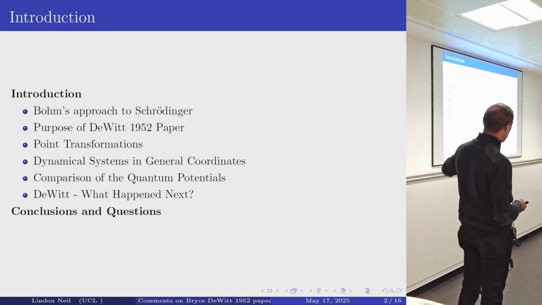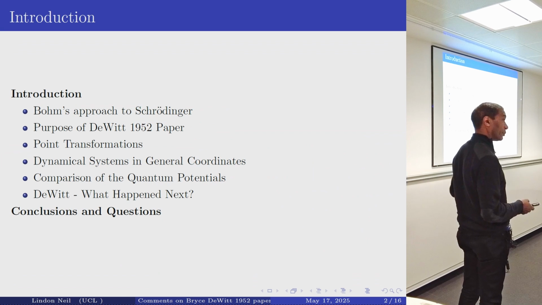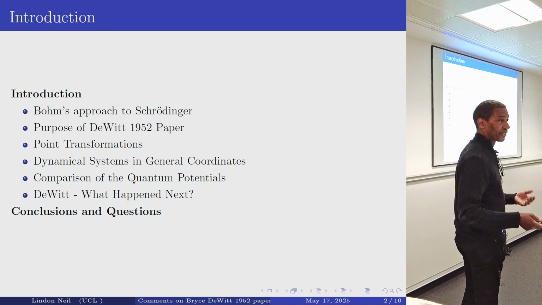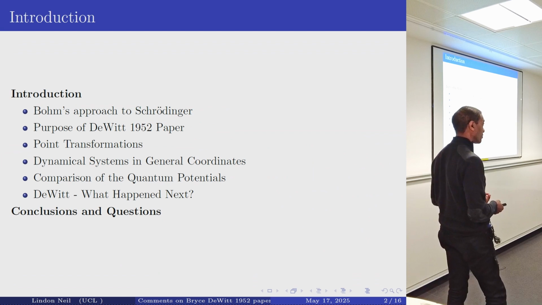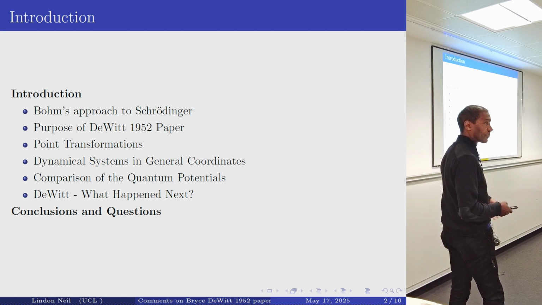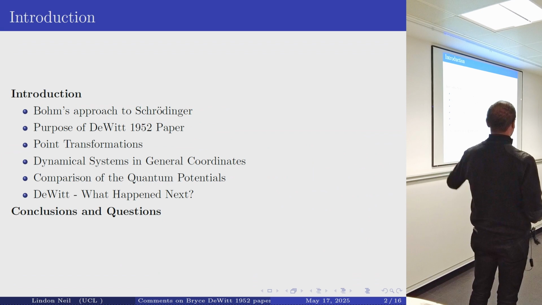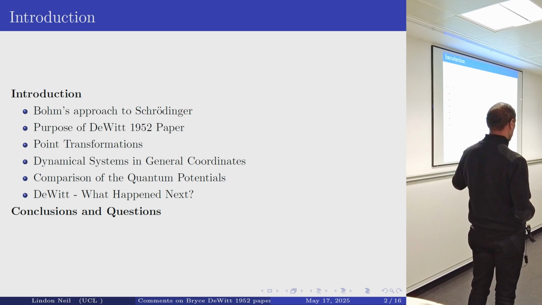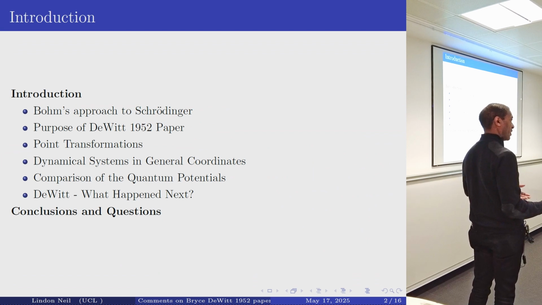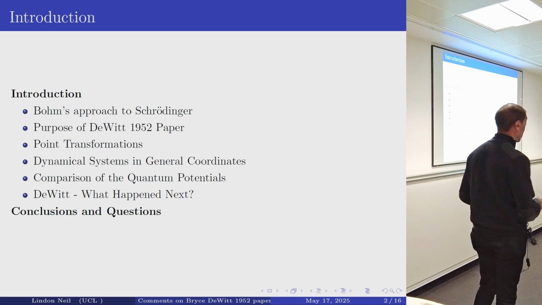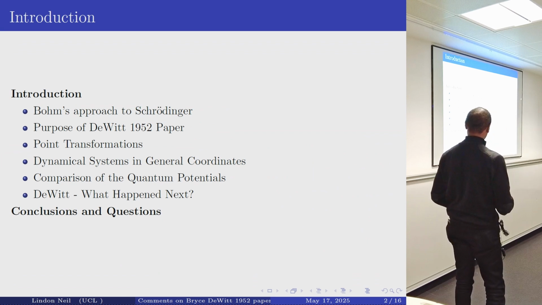I'll talk a bit about how DeWitt arrived at his calculations, but I'm probably not going to dwell on a lot of it because it's a very detailed, very involved set of calculations, and you'll understand why as I turn the next few slides. I'll then give a comparison of what the two quantum potentials that arise are, and then do a bit of a, well, that was then, this is now, what's happened since then. So that's the plan.